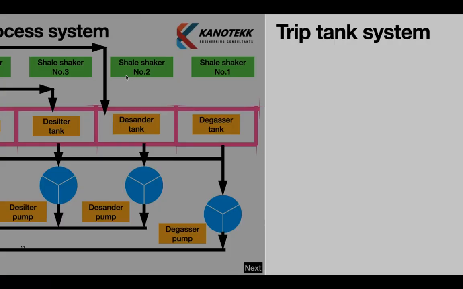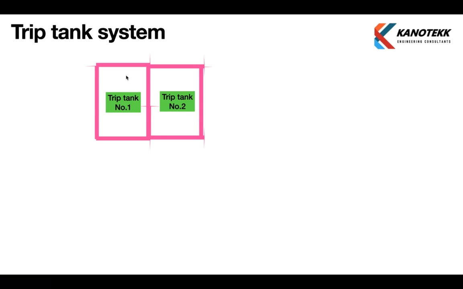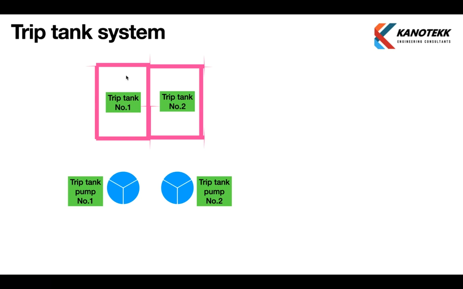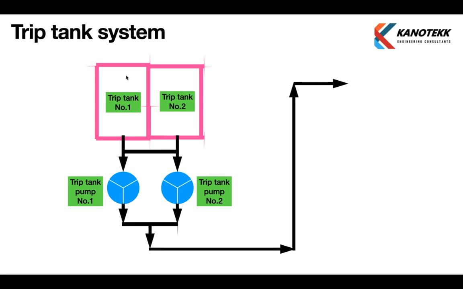Now we will see the trip tank system. Earlier we saw trip tanks. The trip tank has, in addition, two trip tank pumps. One will be working, one will be standby. This takes suction from the trip tank and discharges to the well. So why do we need a trip tank? A trip tank is something which supplies the tripping operation.